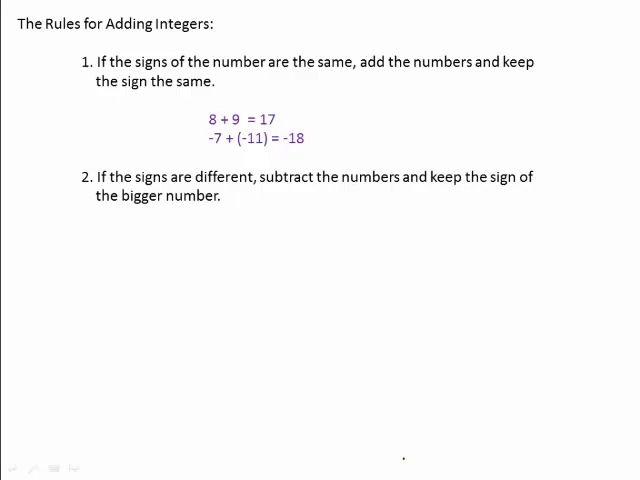If the signs are different, I subtract the numbers and I keep the sign of the number that was bigger. -8 and 10, 10 minus 8 is 2. 10 was bigger and it's positive, so my answer is 2. 11 and -15, 15 minus 11 is 4, and the 15 was bigger and it's negative, so my answer is -4.